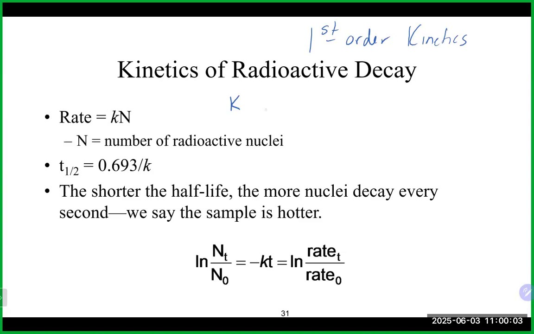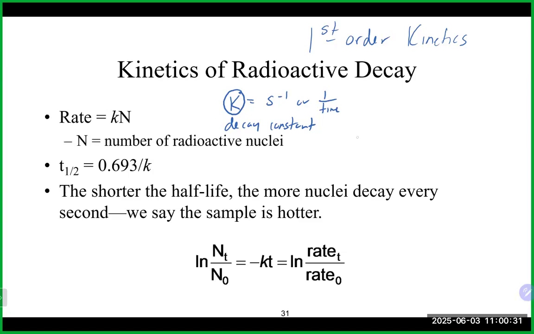We have K, which is our rate constant that has units of reciprocal seconds, or basically 1 over some unit of time. Now, in regular kinetics, we call K the rate constant. In nuclear chemistry, they just call it a decay constant. So when they say a decay constant, it's the same thing as in normal kinetics, the rate constant, essentially.